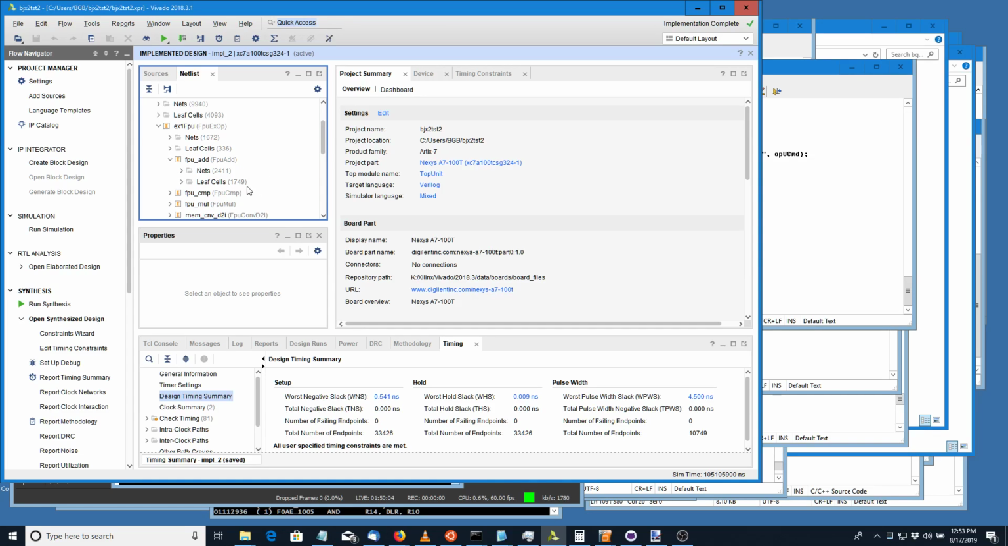FPU has an add subtract unit, which is kind of expensive, but that's how FPUs go, and a compare unit, which does equal and greater than compares.